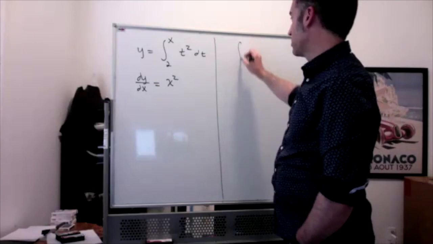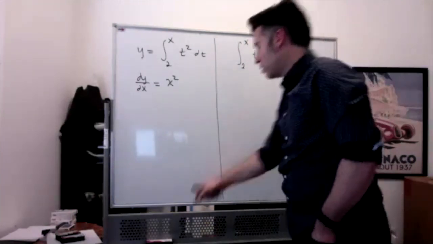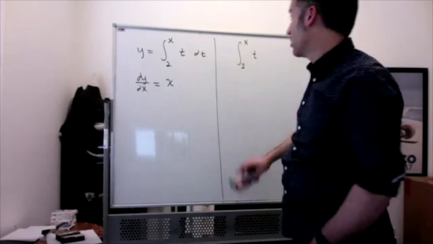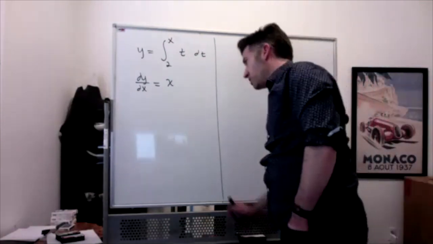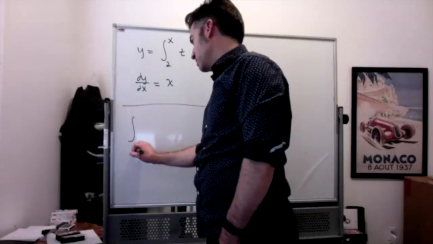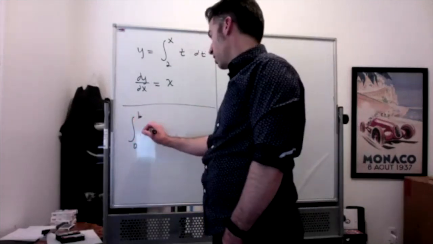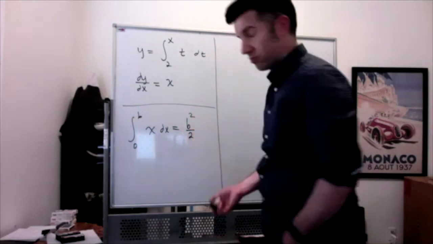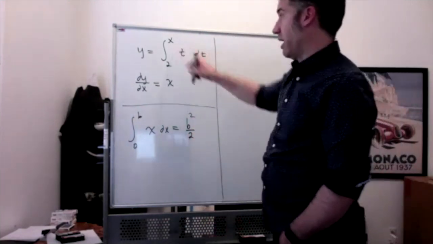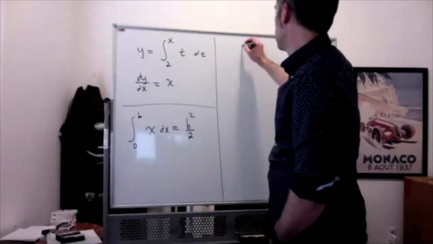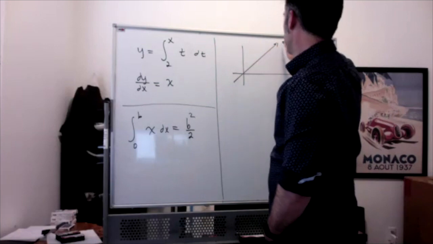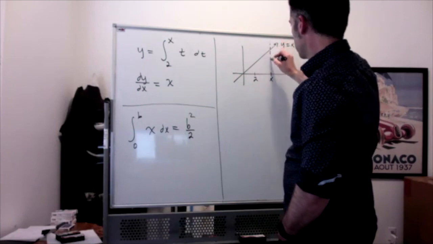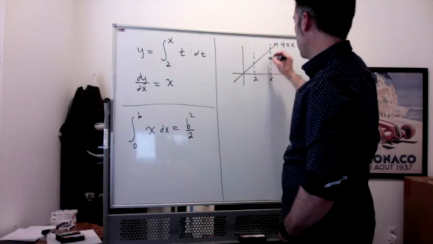So we could actually calculate the integral from 2 to x of t. You know what? Let me make it a little bit easier. Let's just do t instead. So here's what we saw before: the integral from 0 to any number b of x is equal to b squared over 2. So to find the integral from 2 to x of t, I could just use geometry. I'm trying to find this area.